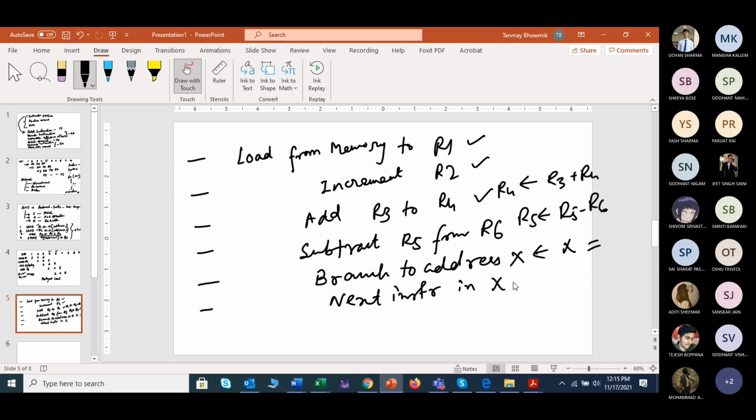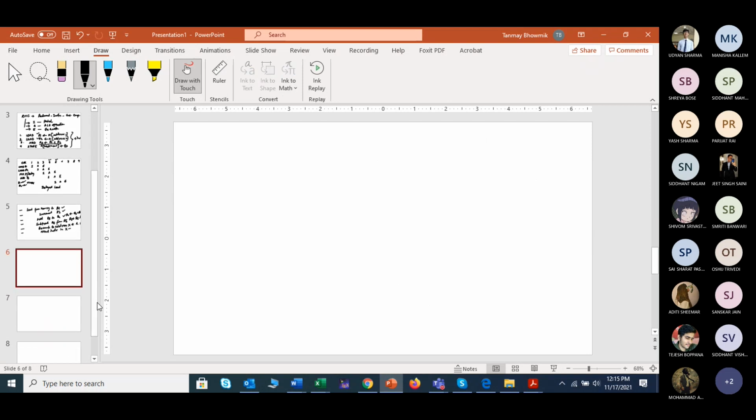Now in this case you have been provided the same address: next instruction in address X. So what should be the problem here? That thing we should check. So let's write first your clock pulses 1, 2, 3, 4.